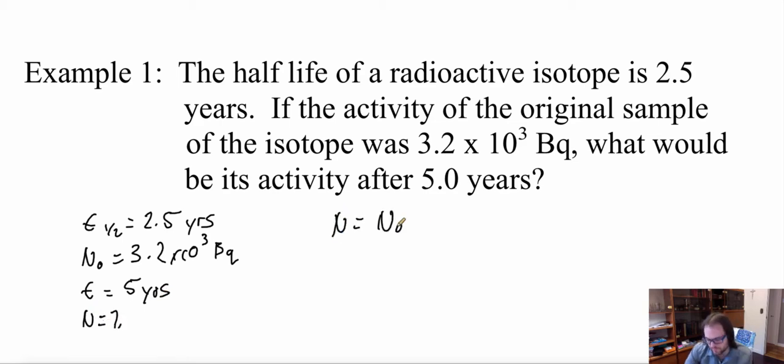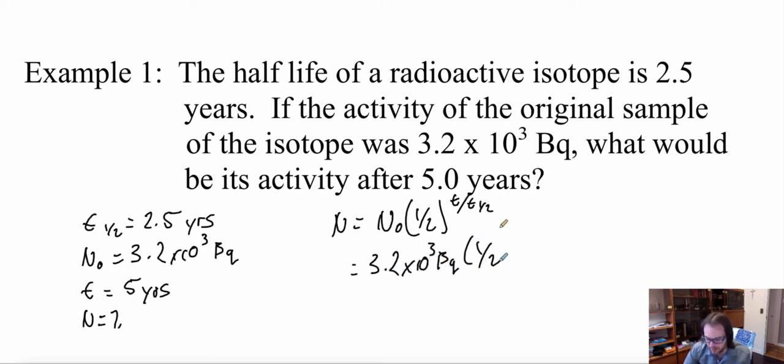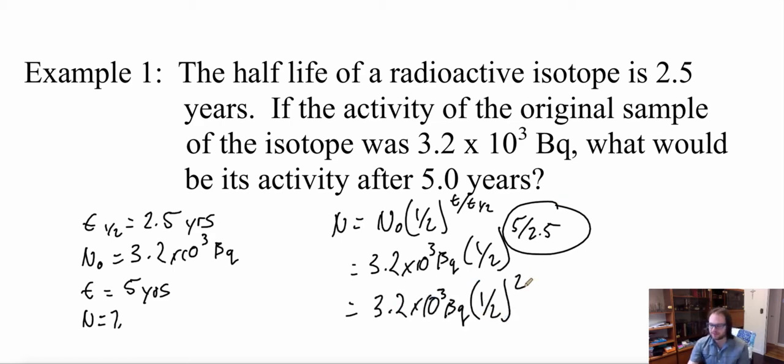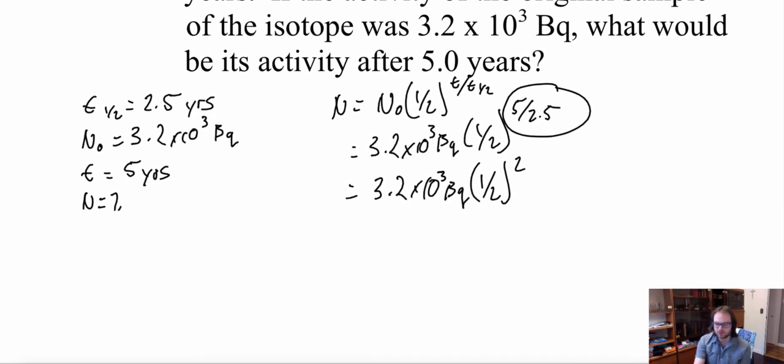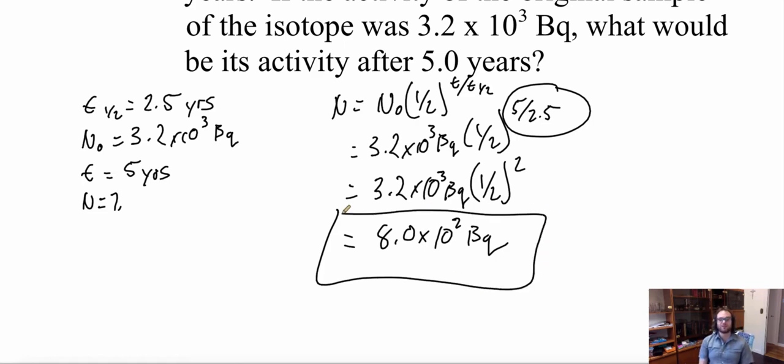Let's look at my formula. And now let's plug in everything we know. We have 3.2 times 10 to the 3 becquerels. We're multiplying by 1/2, and it's going to be 5 years out of my total half-life, which is 2.5. So altogether, if we simplify this, this is just going to be 2. So half squared is going to be a quarter. So if I want to take a quarter of 3.2 times 10 to the 3 becquerels, that's going to end up giving me 8.0 times 10 to the 2 becquerel for an answer. So that's going to be my decay rate after 5 years.